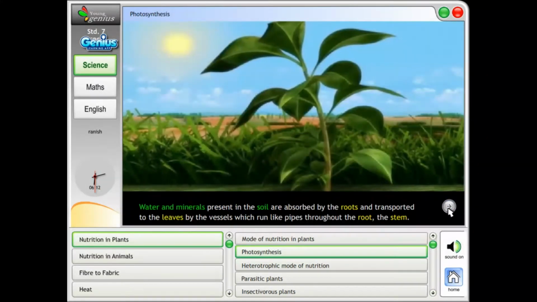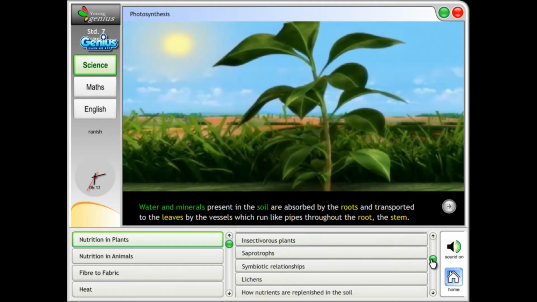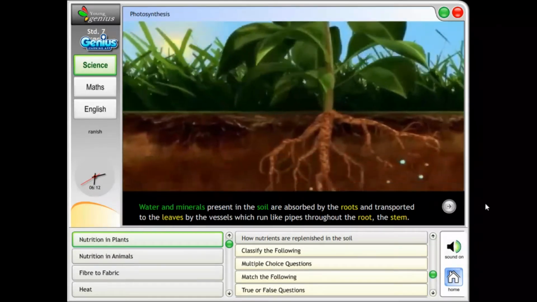Water and minerals present in the soil are absorbed by the roots and transported to the leaves by the vessels which run like pipes throughout the root, the stem.